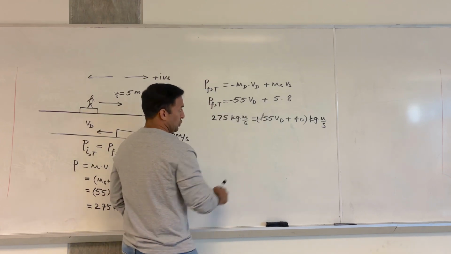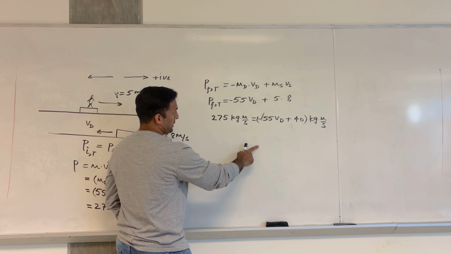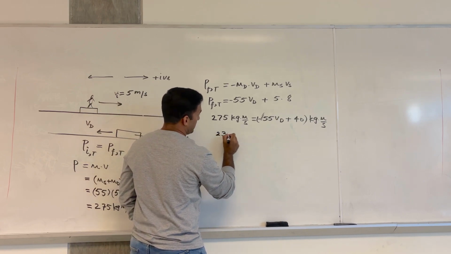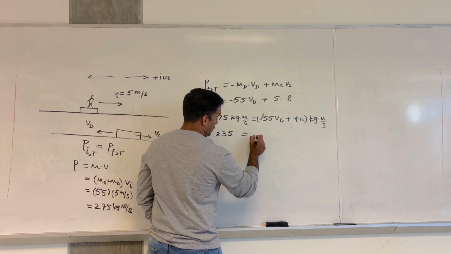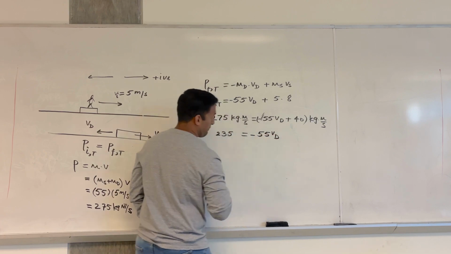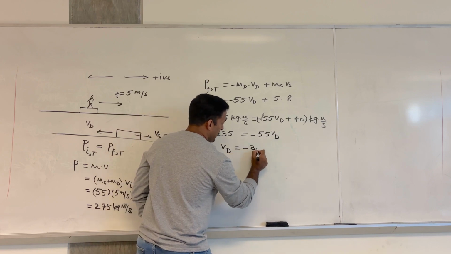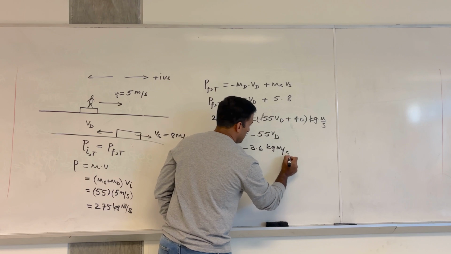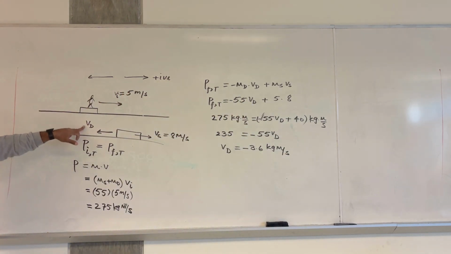Okay, so I bring this 40 to the left hand side, and if I do that, this will become 235, and this will be equal to minus 55 Vd. Okay, and if you find Vd from here, this turns out to be minus 3.6 meters per second. Okay, this is Dan's final speed.